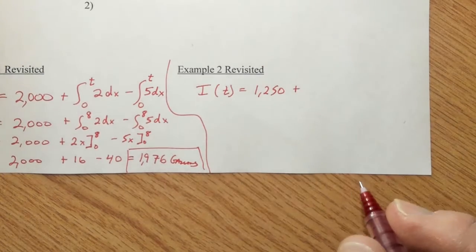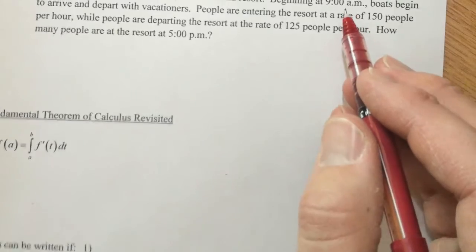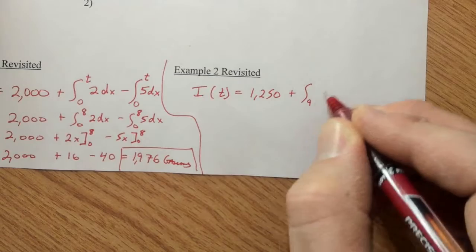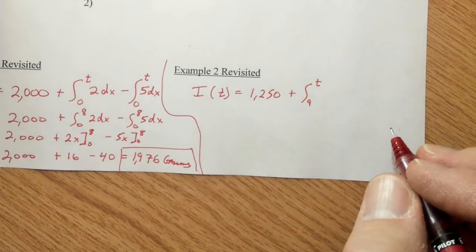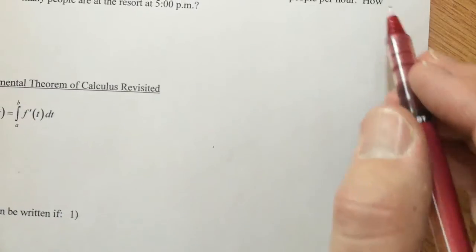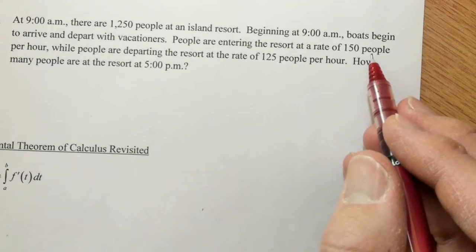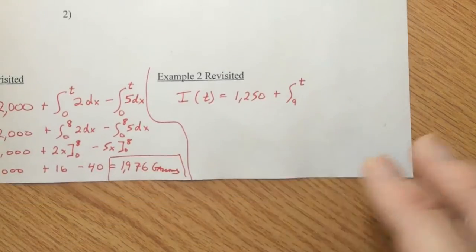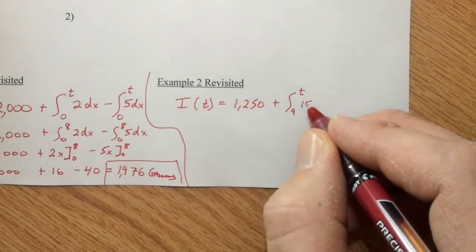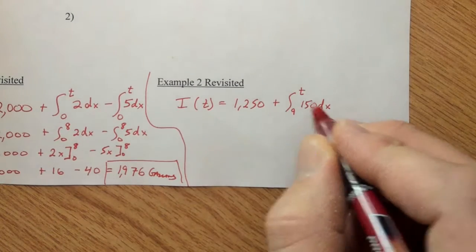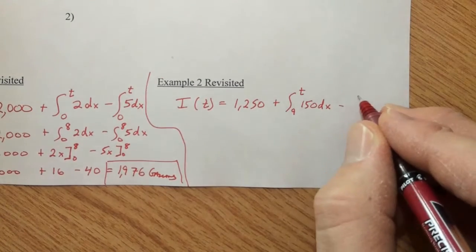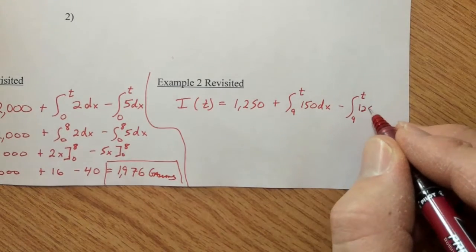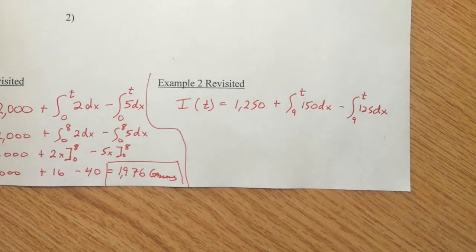Plus, and then we're starting at 9 a.m., so that's going to be our integral, with lower value 9 to whatever t we're looking for. Boats are bringing people in at a rate of 150 per hour and then departing at 125 people per hour. So plus the integral of 150 dx, because again this variable should be different than that one, minus the integral from 9 to t of 125 dx. So there's our equation.